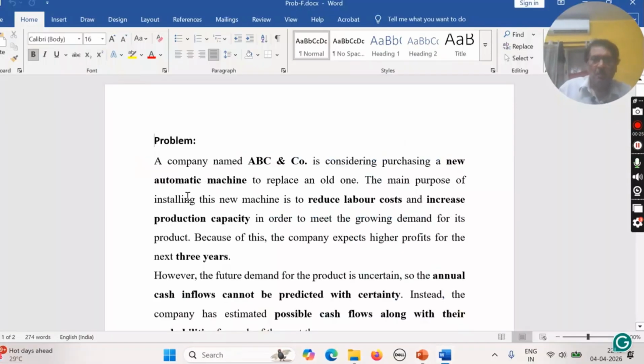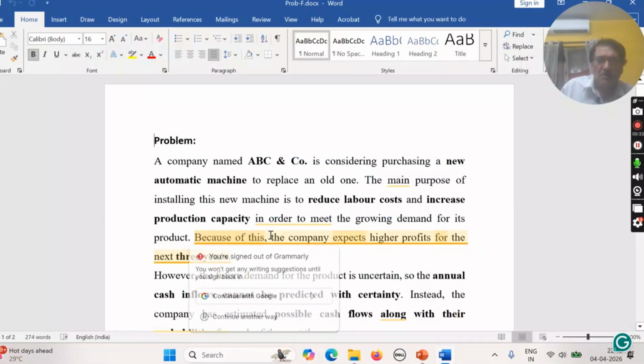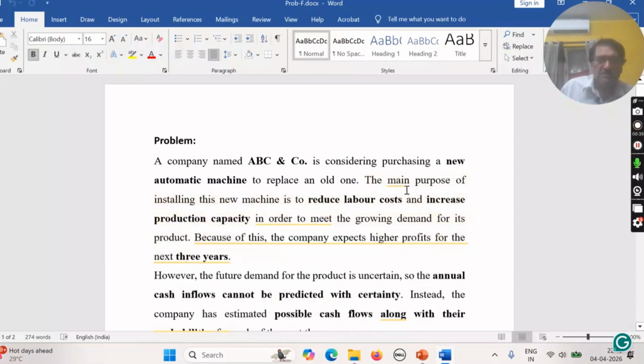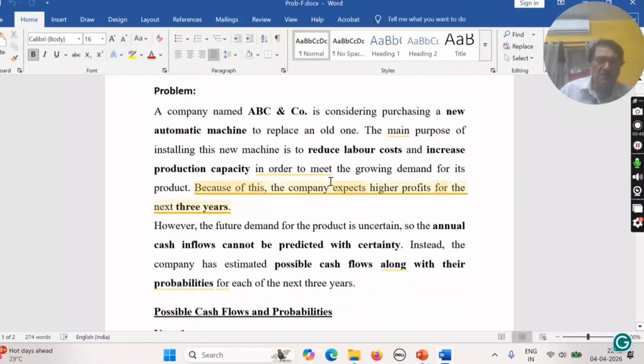The problem is a company named ABC and Company is considering purchasing of a new automatic machine to replace an old one. The main purpose for installing this machine is to reduce labor cost and increase production capacity in order to meet the growing demand for its product. Because of this, the company expects higher profits for the next 3 years.